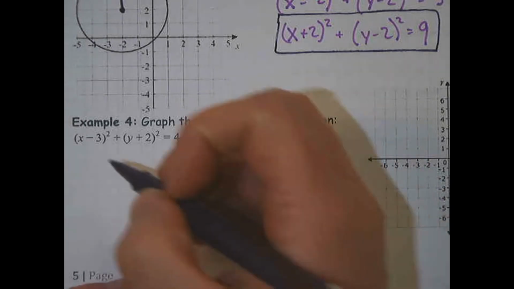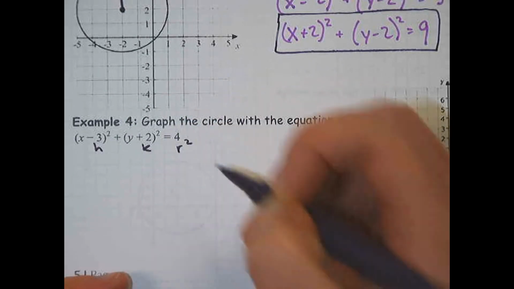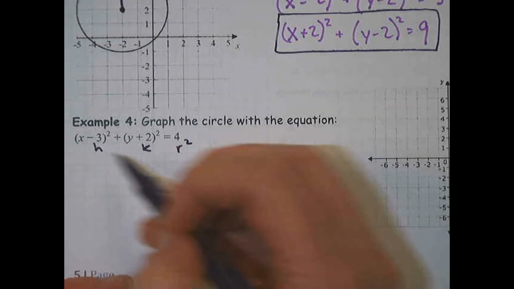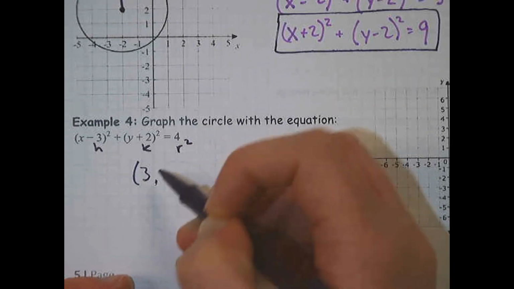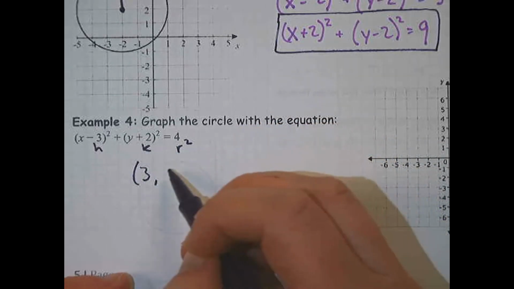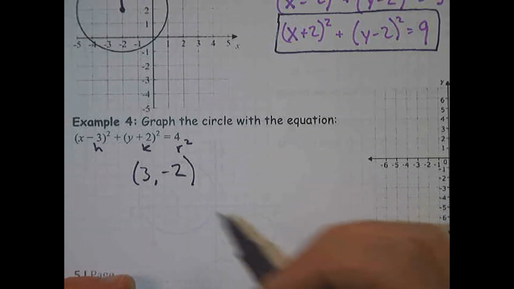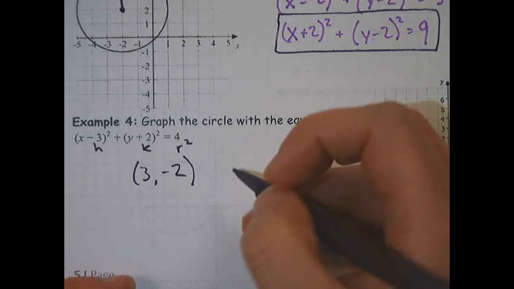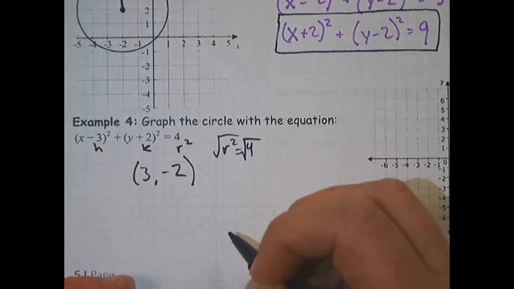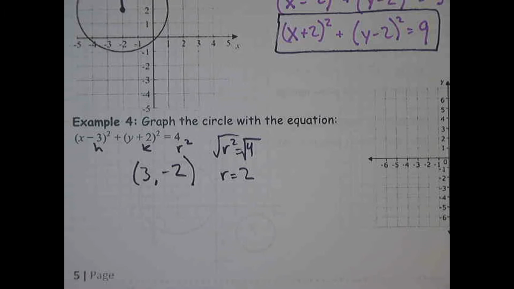So here's our h, here's our k, here's r squared. So we can use that to find our center. H is 3. K, now remember, if it's plus something, we're going to do the negative of that, so -2. That's our x and y coordinates for our center. And then if r squared equals 4, and I square root both sides, that tells me that r is 2. So my radius is going to be 2.